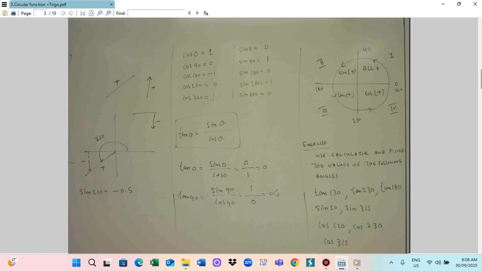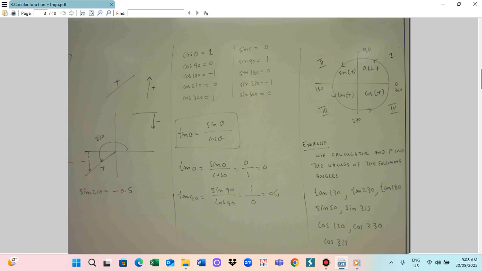But tangent 90 is sine 90 by cos 90. Sine 90 is 1, cos 90 is 0, so this will be infinity. So tangent 90 you can't read on the table because this is infinity. So this is where the trigo functions are related.